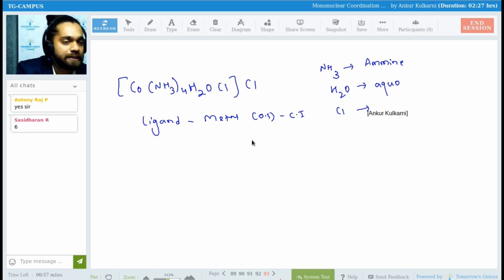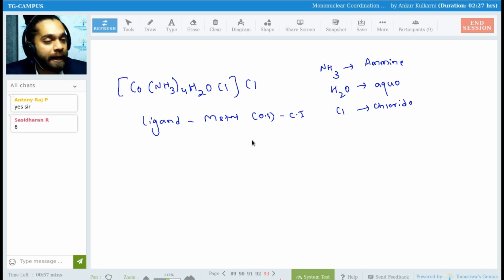Then we have Cl. We write it as chloride, but it is a negative ion, so we write it as chlorido. Correct. And even though there is di, tri, tetra, penta, hexa, hepta, whatever it is, you have to go in this order. Are you getting it? Since there is a tetra, that does not mean you will consider T. No, you will consider the alphabet of the ligand, not the alphabet of di, tri, tetra, penta, hexa. Are you getting your mistake?